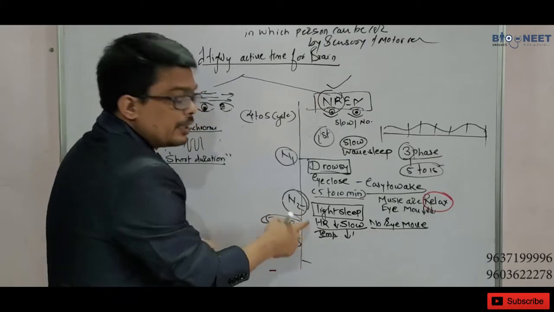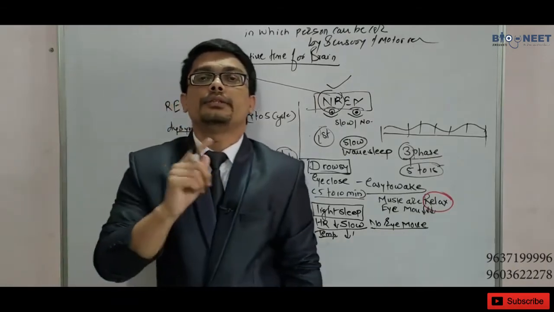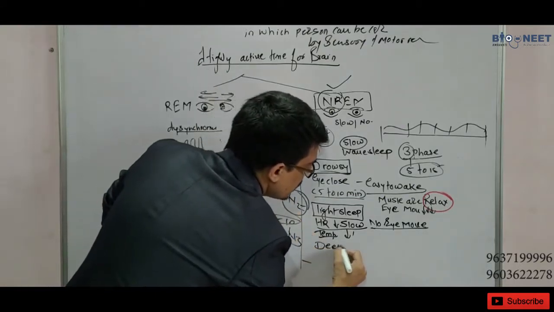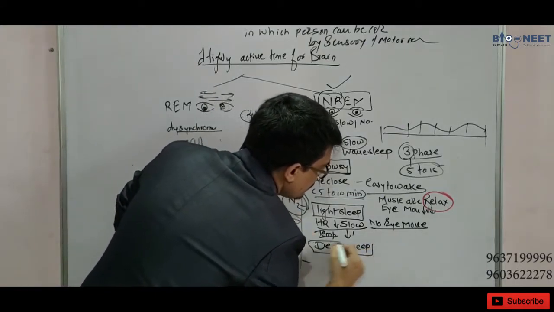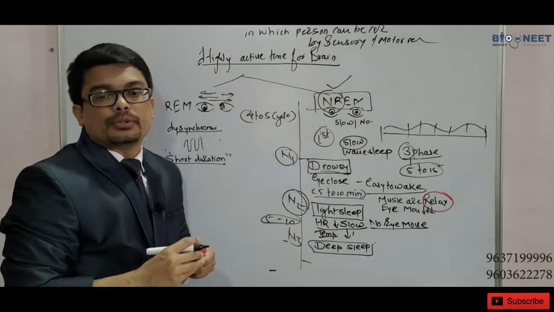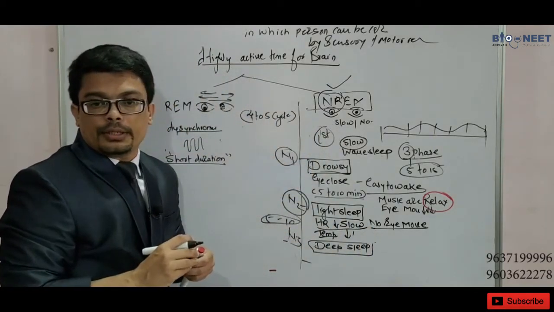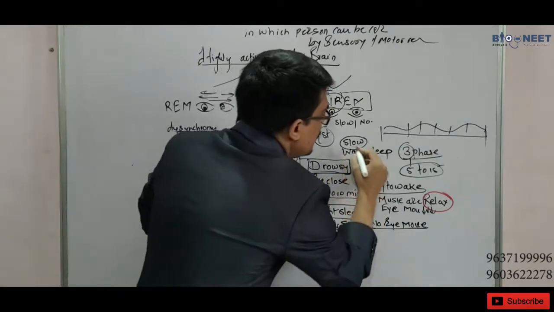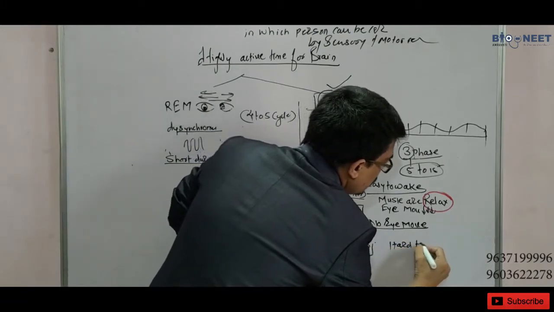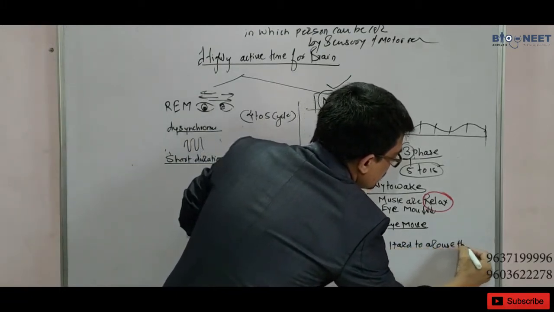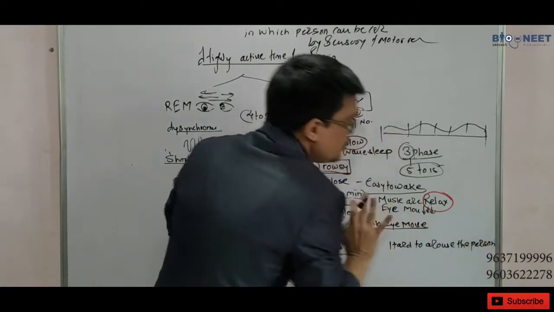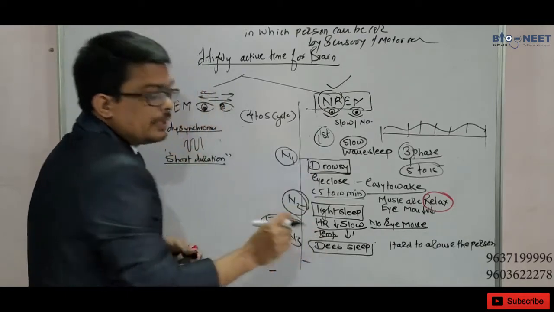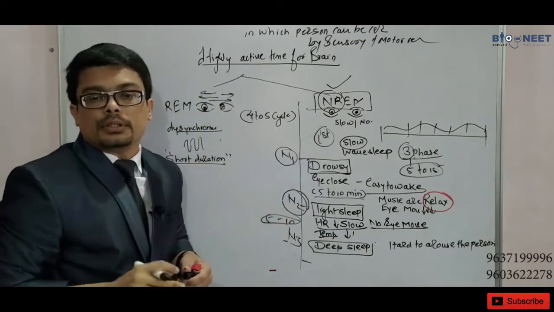Now the person is ready to enter N3 sleep, and this is the most important sleep, called deep sleep. This is very, very important, N3. Now in deep sleep, what exactly happens? It is very hard to arouse the patient or person. You can easily arouse in N1, but in N3 it is very hard to arouse the person, right?